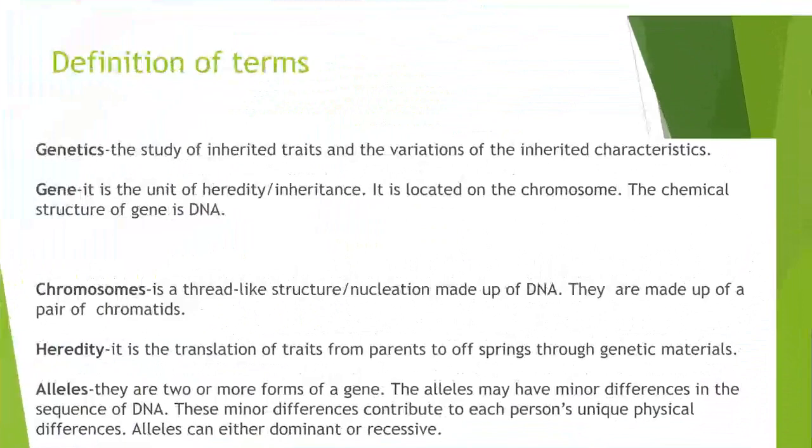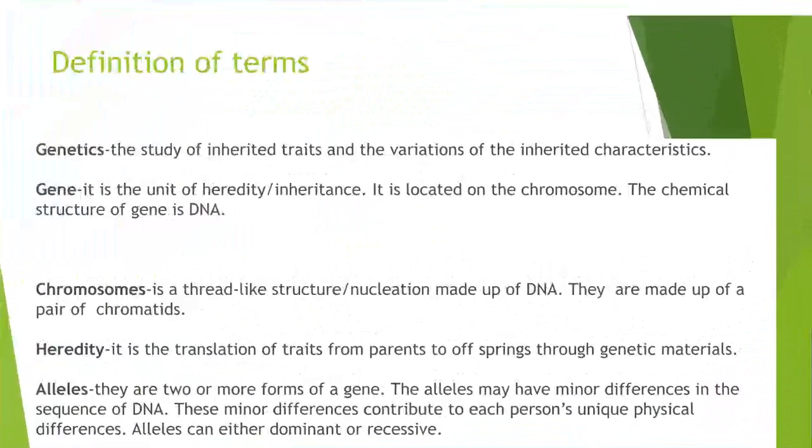The other term is chromosome, and it is a thread-like structure which is made up of DNA. The chromosome is made up of a pair of chromatids which are attached together by a centromere. The other term is heredity, and it is the transmission of traits or characteristics from parents to the young ones through genetic materials. And these genetic materials are genes which carry the inherited characteristics from parents to the young ones.